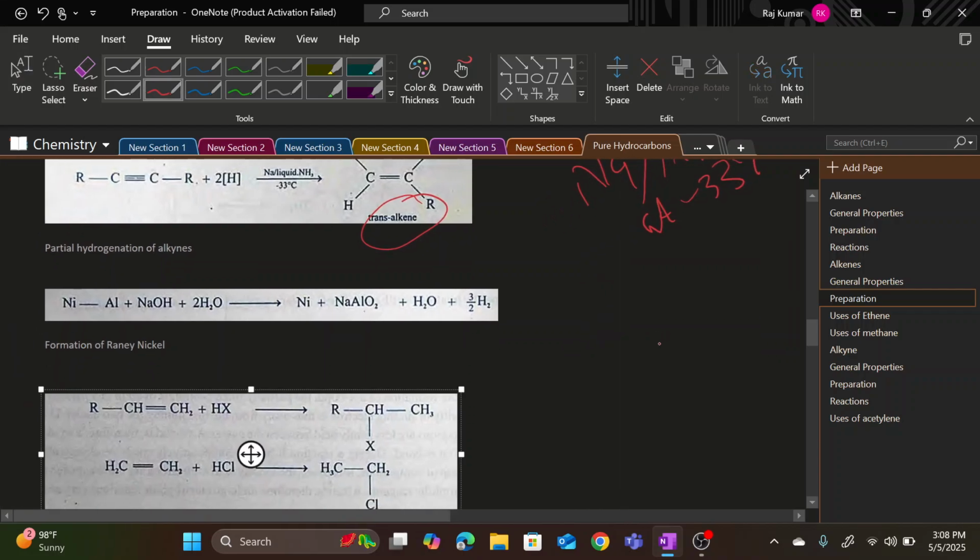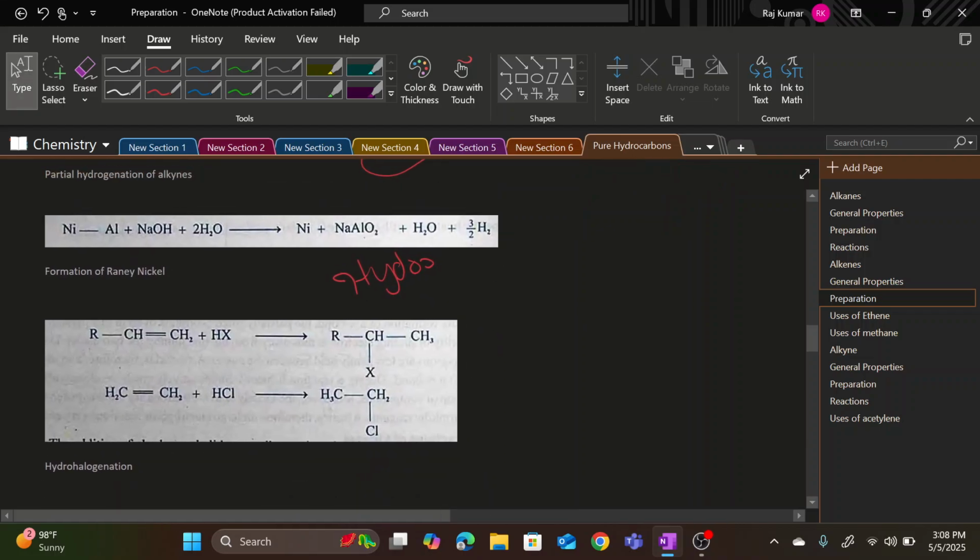So let's move on to some chemical reactions. The first chemical reaction we are going to study is hydrogenation. Hydrogenation is something we have already studied. It's the same as the hydrogenation which was used to form alkane. Again, alkane would be produced, but in that case we are going to use a catalyst known as Raney nickel.